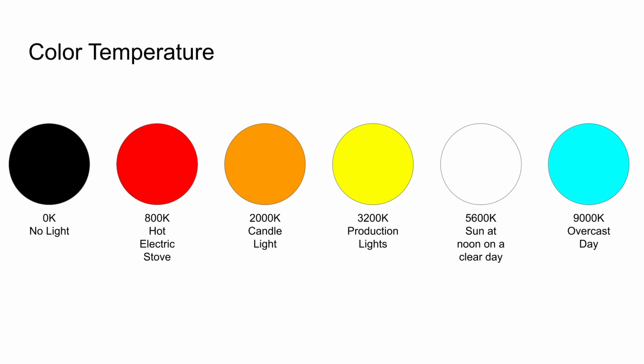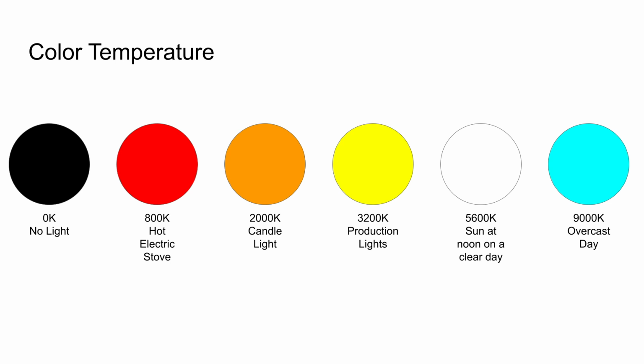At about 2000 Kelvin, it's about the same brightness and the same color as a candle. At about 3200 Kelvin, it's about the same brightness and the same whiteness as production lights that are used in television, in film, and in theater. At 5600 Kelvin, this thing is bright and it is so perfectly white it matches the sun at noon on a clear day. And as it continues to get hotter, up around 9,000 Kelvin, it's clearly turning blue. It looks like the sky looks just after the sun's gone down, right?